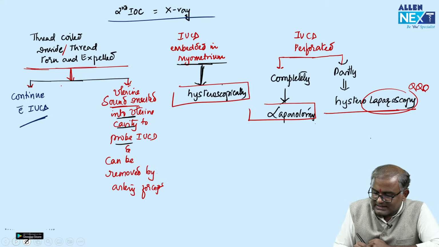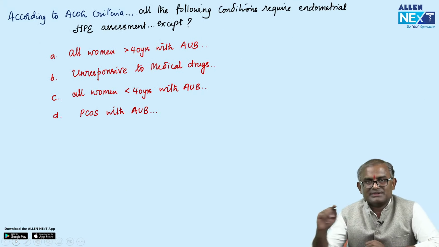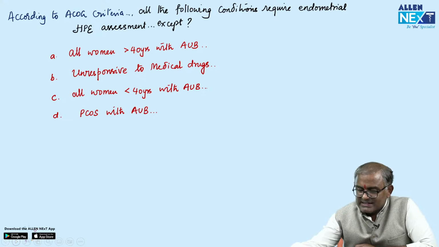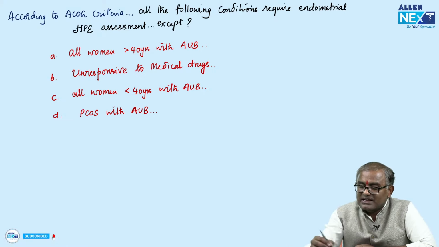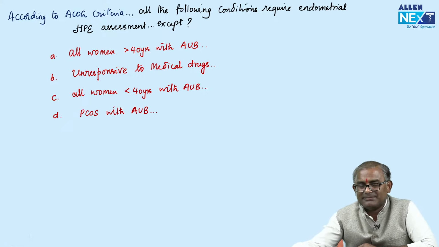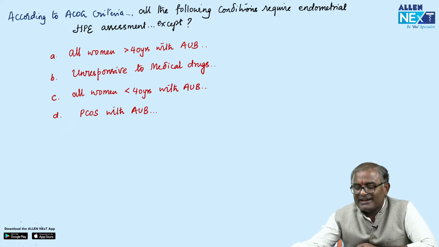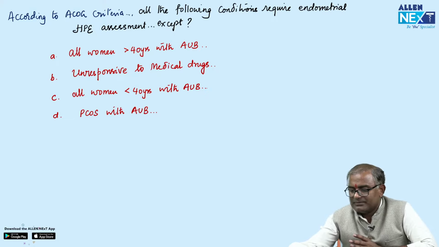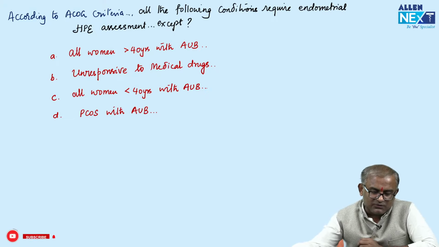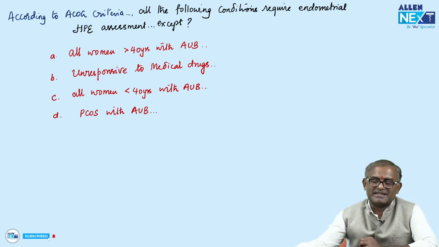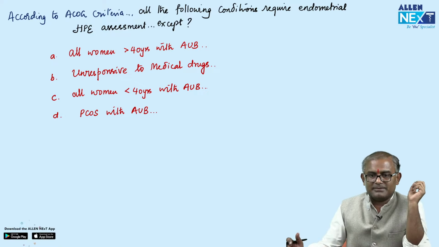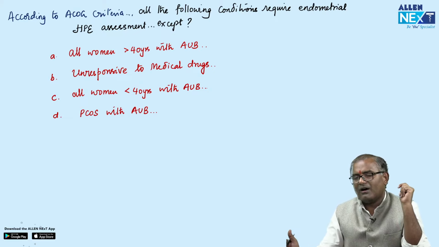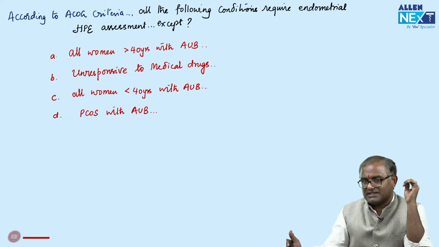I think this question is clear. Yes. Now answer this question. According to ACOG criteria, all of the following conditions require endometrial HPE assessment except. This is also a repeat question of INI-CET. So what is according to ACOG criteria? What are all the women who require endometrial biopsy? Means which is not the indication for endometrial biopsy according to ACOG criteria or according to FOGSI, because definitely FOGSI follows ACOG.